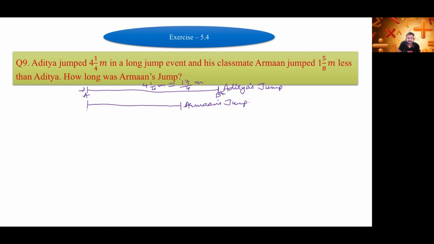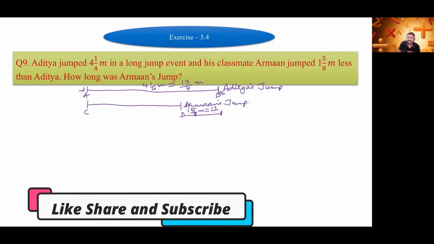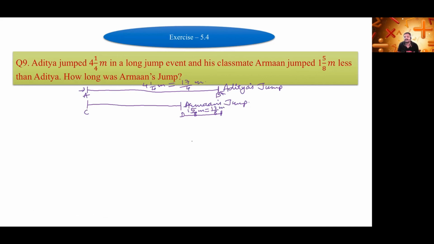Suppose I take this point as C, this point as D, then the distance from D to point B is 1 5 by 8 meter. Converting 1 5 by 8, 8 times 1 is 8, 8 plus 5 is 13 upon 8 meters. So the distance from D to B is 13 upon 8 meters. We have to find the jump of Arman, that is, we have to find distance CD. Now from the above figure, what can we write?